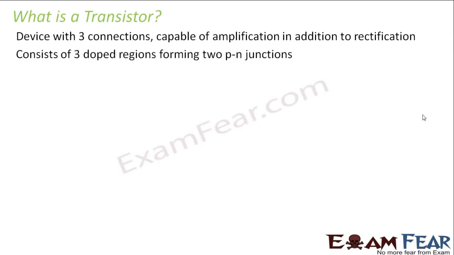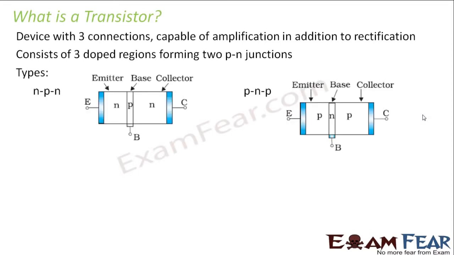It consists of three doped regions forming two p-n junctions. Now you must be thinking, what are these three doped regions? Because in a diode we had just two regions, the p region and the n region. But in case of a transistor, since it is a three-terminal device, it has got three doped regions forming two p-n junctions. That means it is of this form.